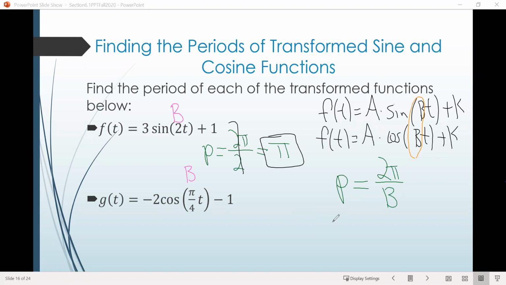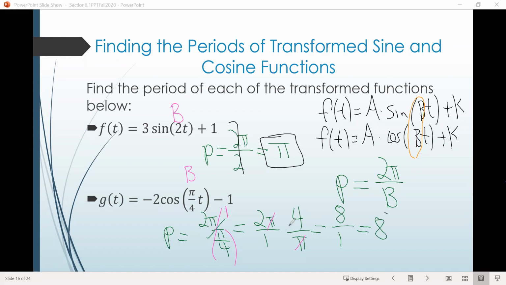And for the second one now, the period is equal to 2 pi divided by pi over 4. So now we have something where we're dividing with fractions. We can make that 2 pi over 1, and we're dividing by pi over 4. Remember, when we divide with fractions, we keep the first one as 2 pi over 1, then we change division to multiplication and flip the second fraction. So this becomes 2 pi over 1 times 4 over pi. Here we can cancel out the pi's. Multiply straight across: 2 times 4 gives us 8, and on the bottom we just have 1. So 8 over 1 just gives us 8 is the period of this function.